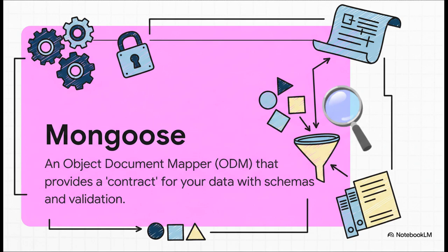And to round out our team, we have Mongoose. See, MongoDB's flexibility is awesome, but sometimes you need some rules, a little bit of structure. Mongoose acts like a contract for your data. It lets you define a strict schema right in your application, which guarantees that the data going into your database is always in the exact shape you expect.